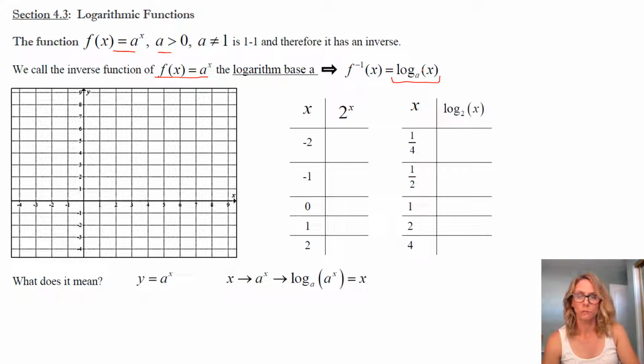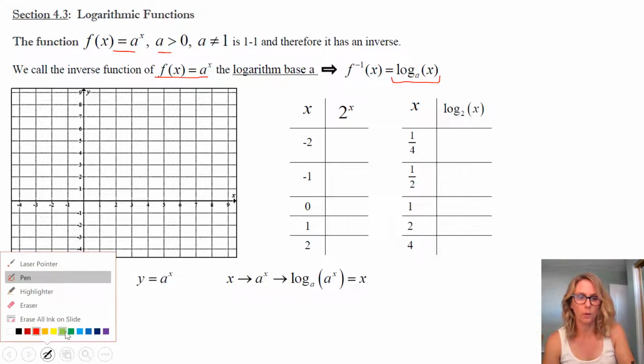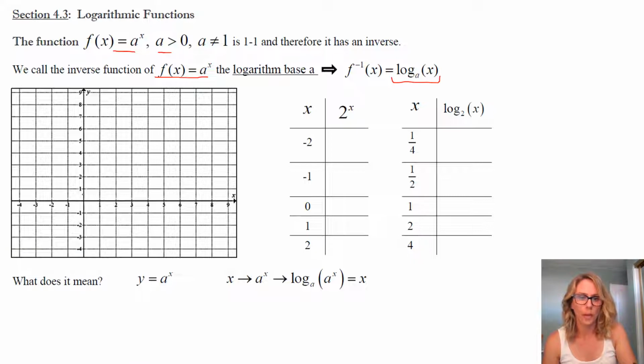Just a reminder: because a function and its inverse have these special connections, they're going to be symmetrical over the line y equals x. We're just remembering our properties of inverses that we talked about a while ago. So if we think about y equals x, I'll just go ahead and put that here.